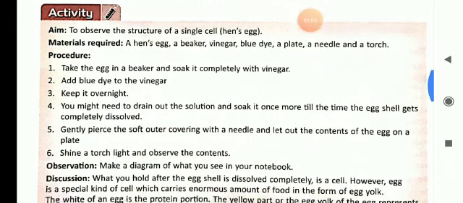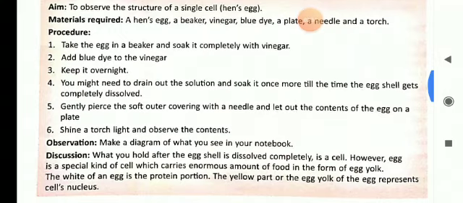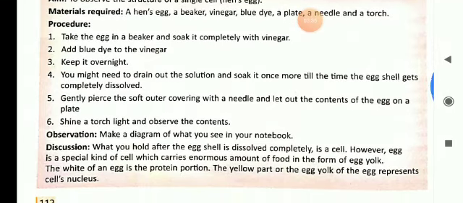Procedure, what can we do here? Take the egg in a beaker and soak it completely with vinegar. Vinegar, sirka, which is available in your kitchen. Soak this egg completely in the vinegar. It should be completely immersed. Then add blue dye to the vinegar. Keep it overnight. The whole night we will keep it in the vinegar.